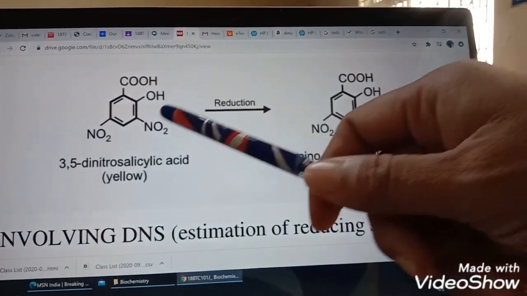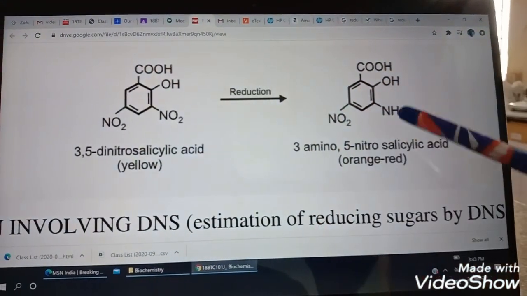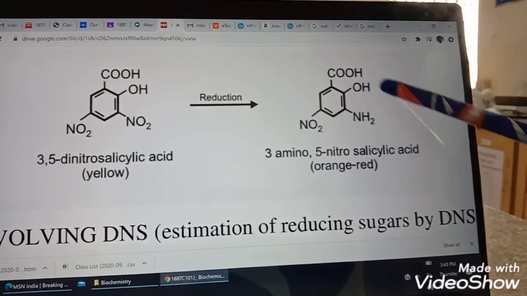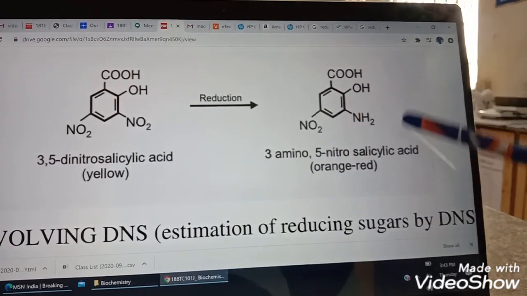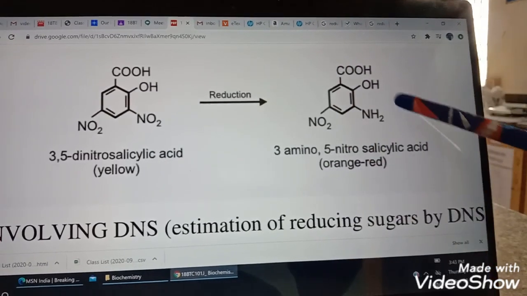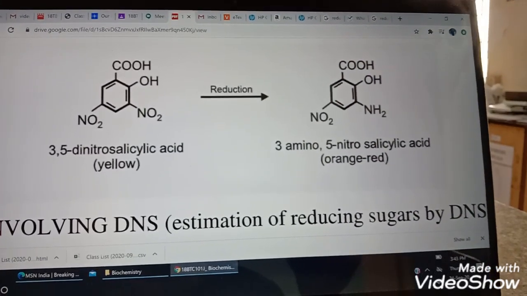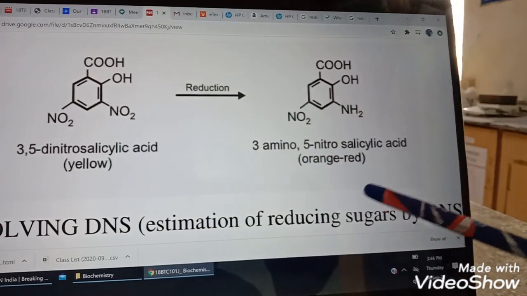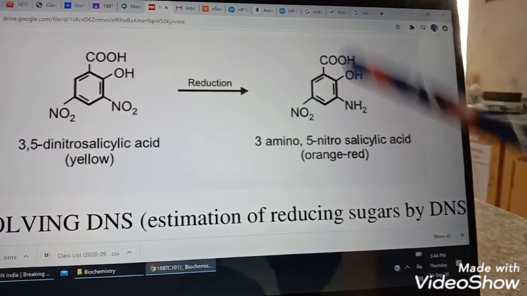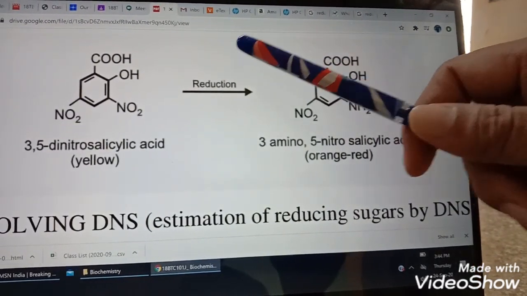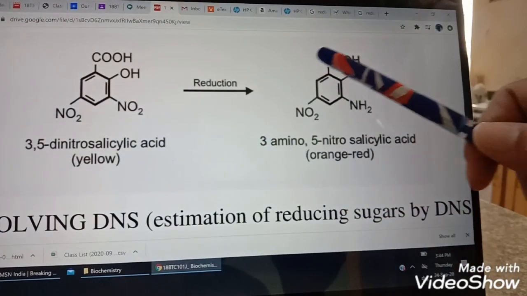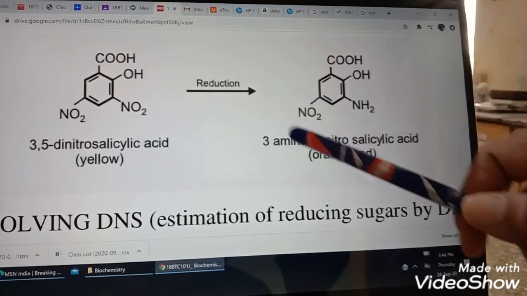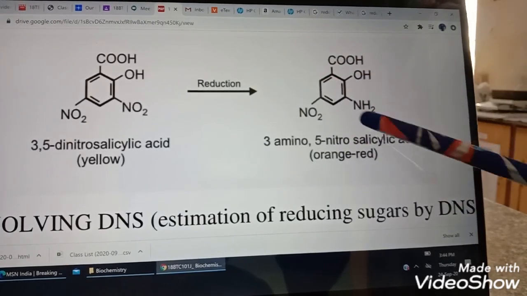This H plus ion can be received by 3,5-dinitrosalicylic acid, and it becomes 3-amino-5-nitrosalicylic acid. This 3-amino-5-nitrosalicylic acid is the orange red color. This orange red color can be quantified by UV visible spectroscopy as well as in the colorimeter. The amount of color is directly proportional to the amount of H plus ion that the glucose provides, which is accommodated by the 3,5-dinitrosalicylic acid and turned into 3-amino-5-nitrosalicylic acid, the orange red.